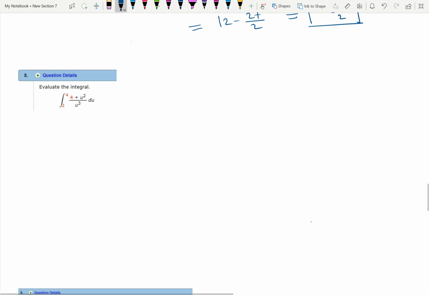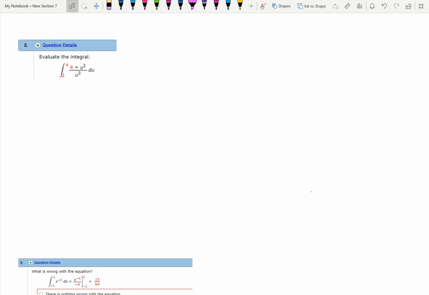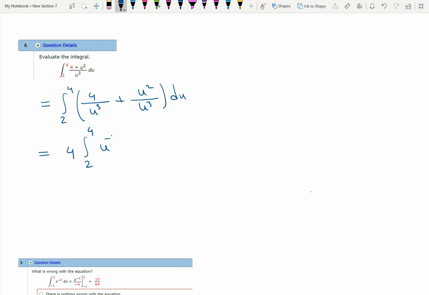Now to solve the next problem, what we can do, from 2 to 4, we can rewrite this one as 4 over u cube plus u square over u cube du. So this one can be rewritten as the integral from 2 to 4 of u to the power negative 3 du plus the integral from 2 to 4 of 1 over u du.